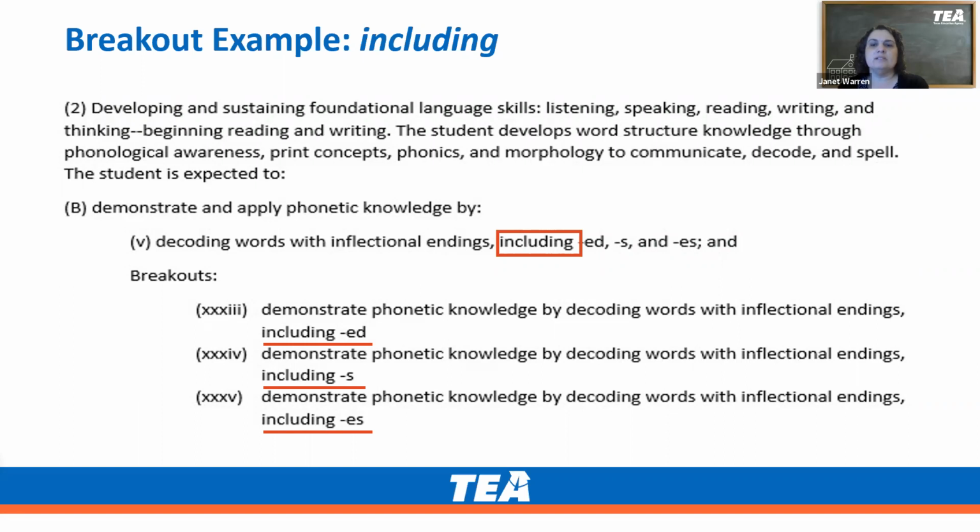Since this SE also includes the word and, there will be 3 additional breakouts for applying phonetic knowledge by decoding words with inflectional endings, including ED, S, and ES. The instructional materials provided must provide alignment to all 42 breakouts in grade 1 SE 2B for this student expectation to be considered addressed.